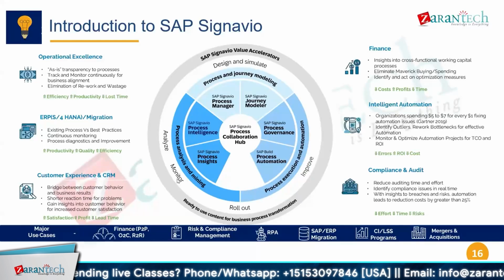Insights and Intelligence are for monitoring and analyzing the processes. Process Manager and Journey Modeler are for designing and redesigning, and to run simulations to do what-if analysis. And if you want to improve, then these are the 2 different modules. And to roll out those improvements, the Process Collaboration Hub is the place.